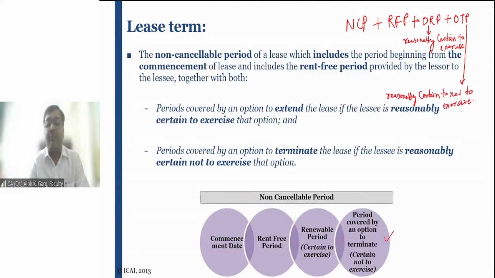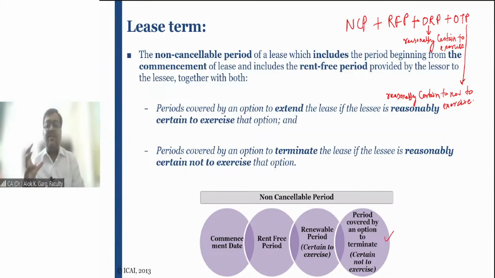Then friends, the most important part, and in the examination this part is very, very important: lease term, right? So what is a lease term? Because your lease term will define the entire accounting. If I conclude that my lease term is 5 years, the discounting is required to be made on 5 years. If I conclude that lease term is 4 years, my right of use asset and my lease liability are required to be recognized for a period of 4 years, right?